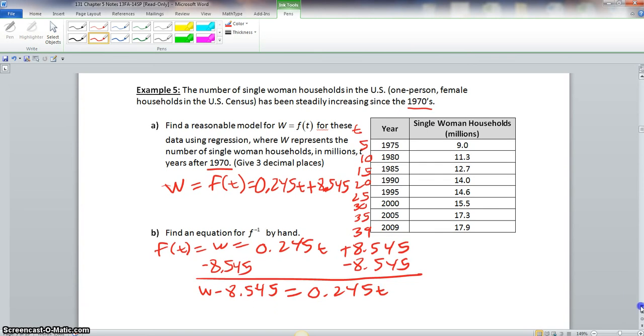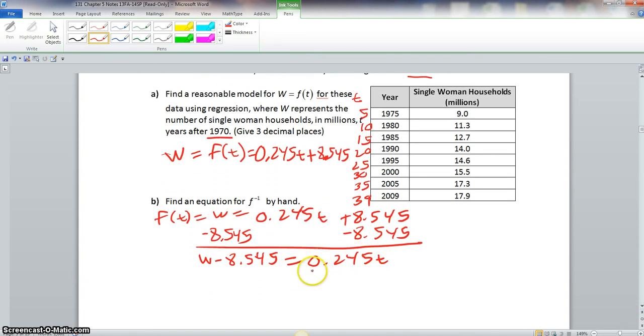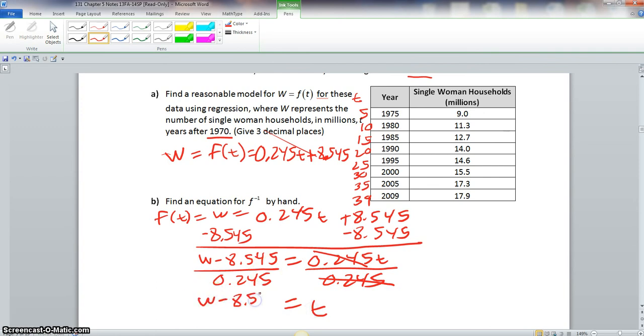And then we have to divide each side by 0.245. And we will have, on the right side, T because the 0.245 simplifies out. And we have T is equal to W minus 8.545 all over 0.245.